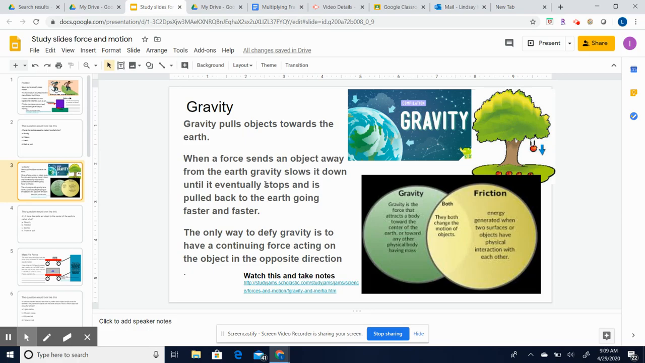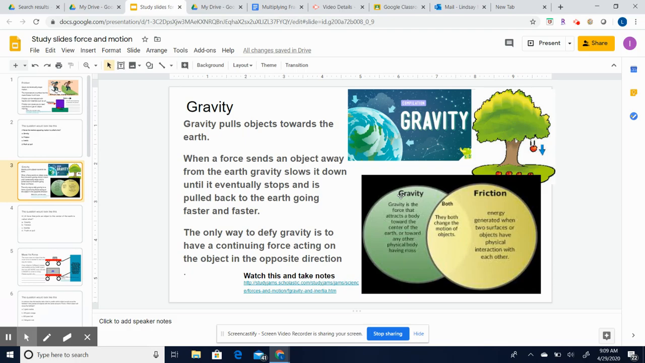And so you know that gravity is a pull to the earth, right? And everywhere has gravity, all the planets, depending on how far away from the sun they are. Some planets have more, some planets have less, but there's some kind of gravity everywhere. And gravity is a force. It's important that you remember that it's a force that pulls to the earth.